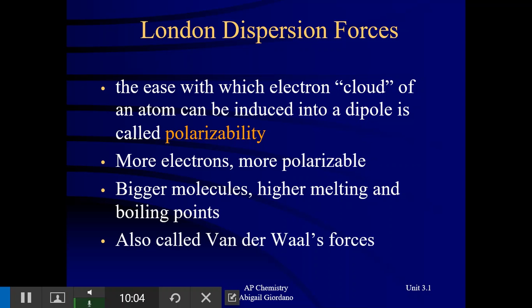On occasion, this is an old-fashioned term, but on occasion you'll see the term van der Waals forces. That just means the same thing as London dispersion forces. Same thing, just two different names. It's kind of an outdated term.